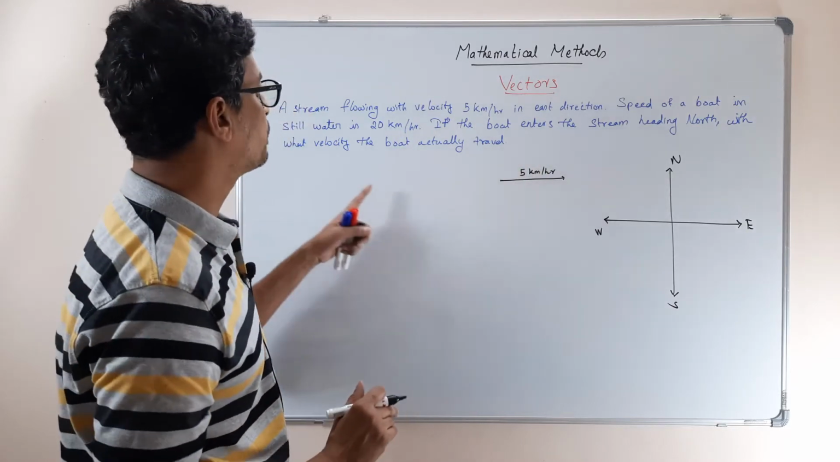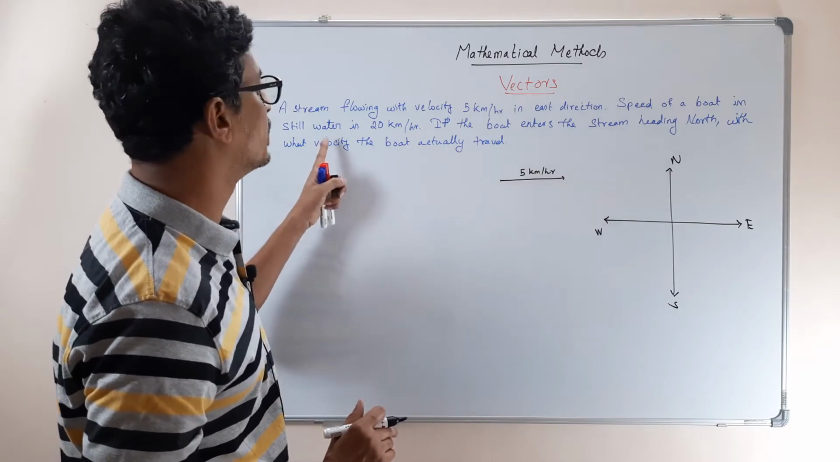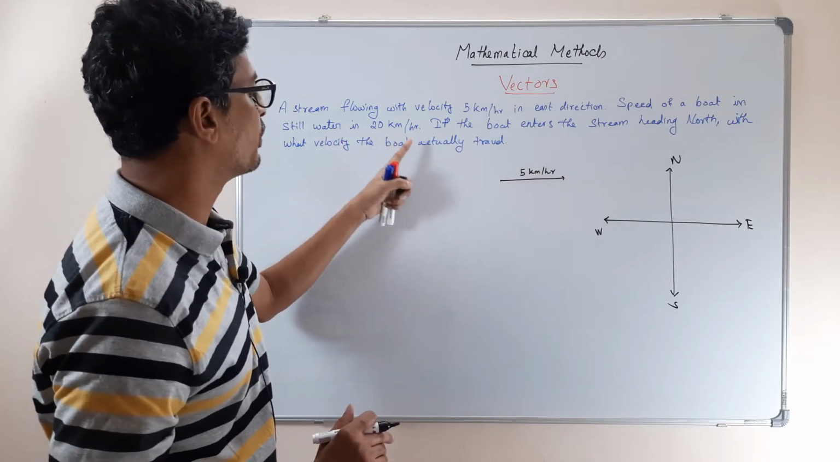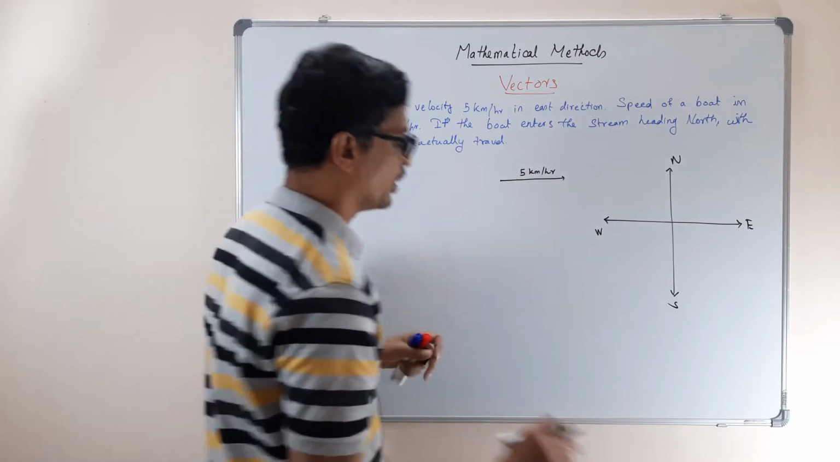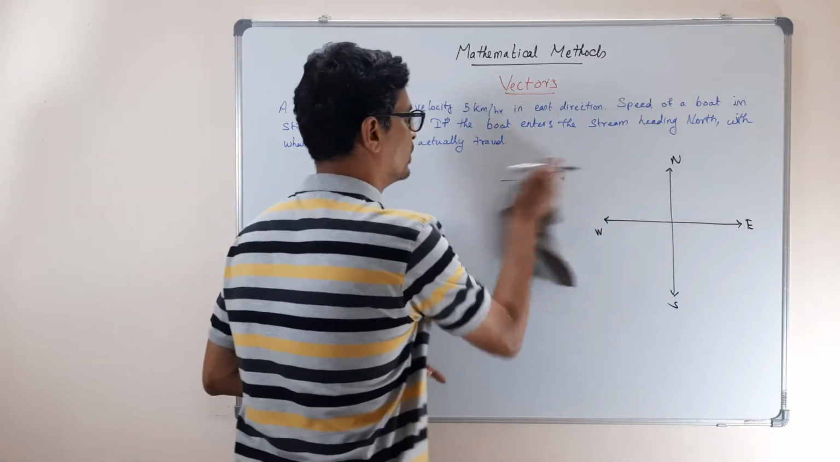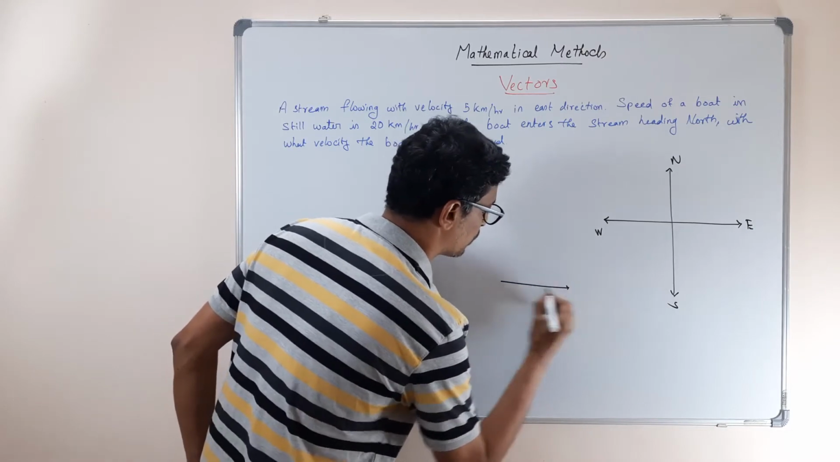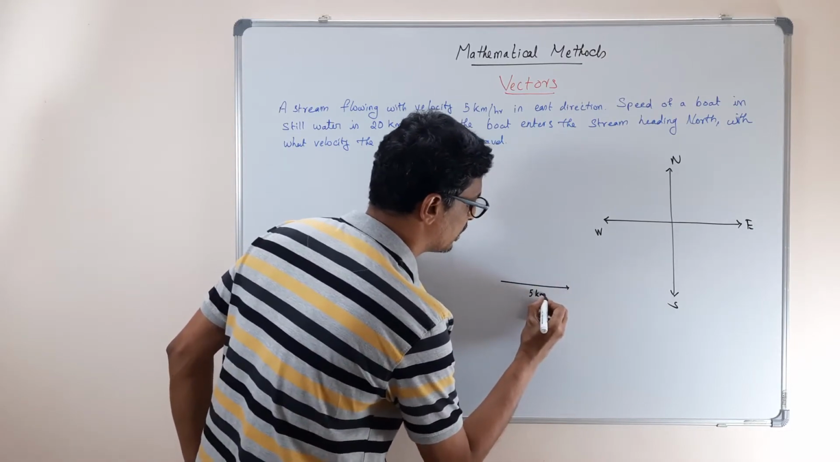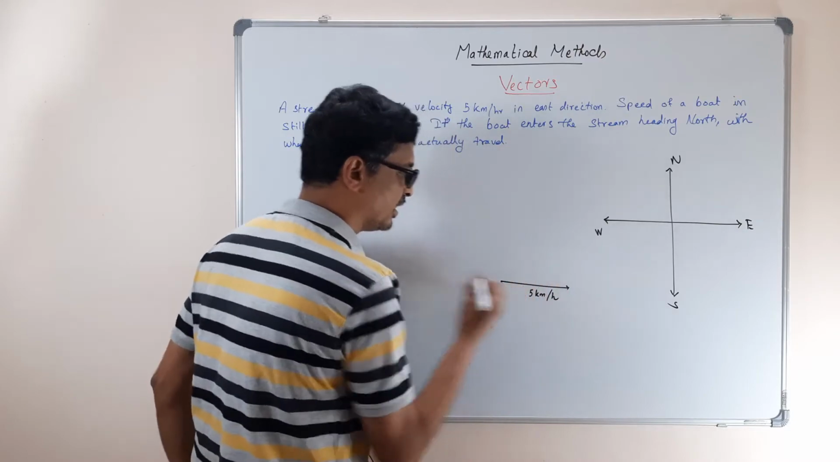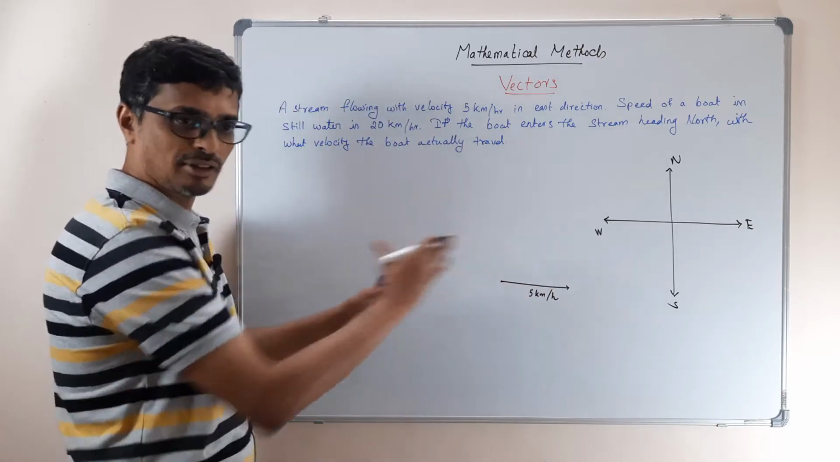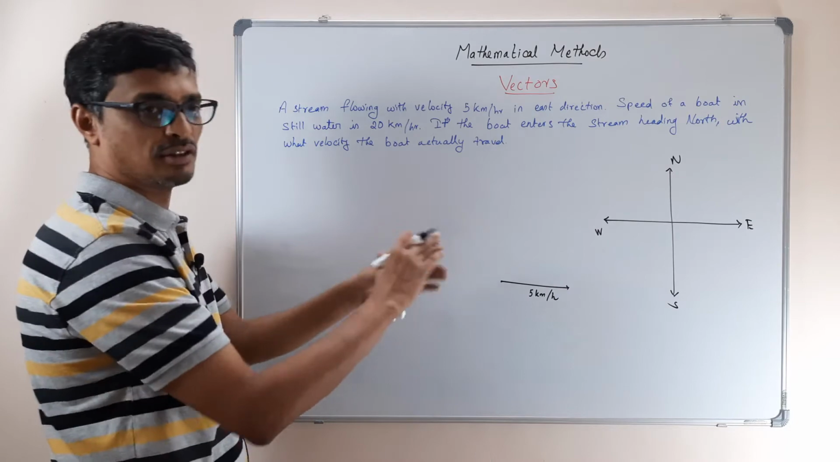And the speed of the boat in still water is 20 km per hour, and, oops, I made it wrong. It's entering from here, right? So let me draw it, I don't have space otherwise. So this is 5 km per hour. This is the 5 centimeter. You can take whatever units, 5 centimeter, whatever you like. You have to scale it properly.